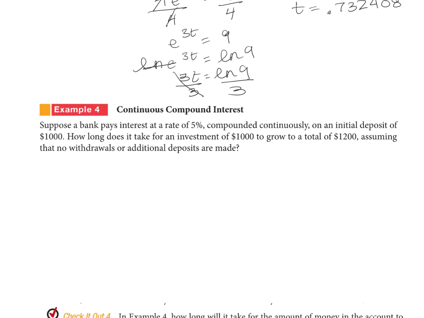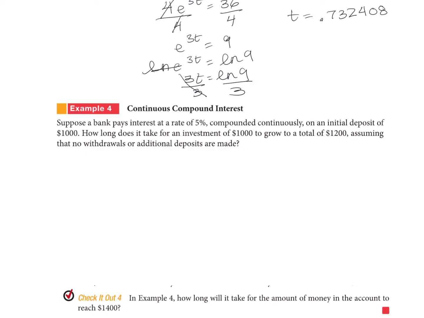Continuous compound interest. You will recall from our work in the other chapter that continuous compound interest is: the amount that you have in your bank, A, equals principal P times e to the rt, right? Here it says the bank pays an interest rate of 5%, so our r is 0.05. Compounding continuously. Initial deposit right here, our P is $1,000. And they want us to know how long it is going to take for it to grow to $1,200.